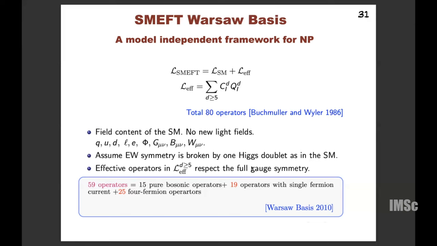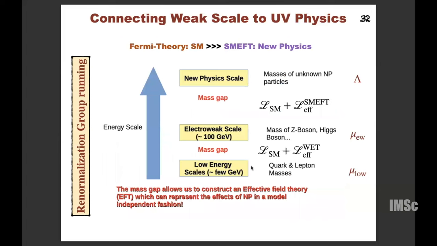So now what we want to do: like we built a perturbative theory for the standard model, we want to build another EFT, which is the standard model EFT. This might play the same role as perturbation theory played for the standard model, because the situation is very, very similar. Okay, we are in a scale gap.